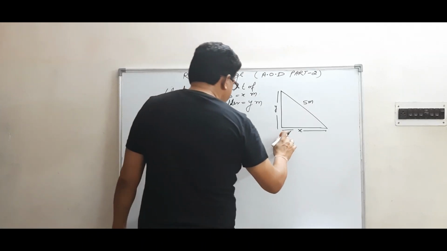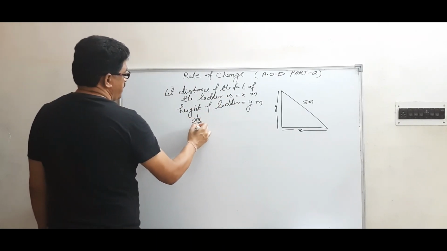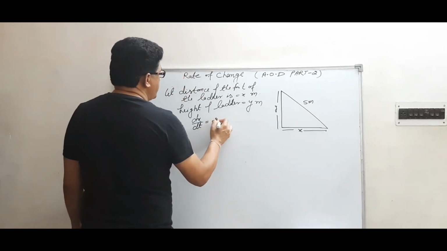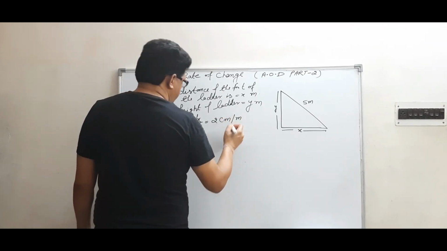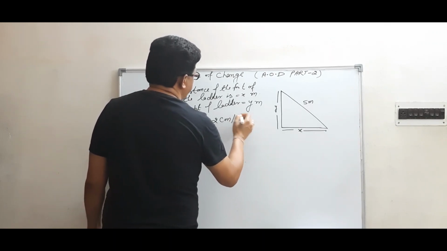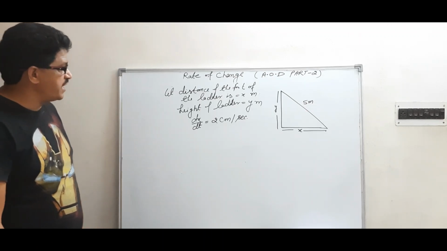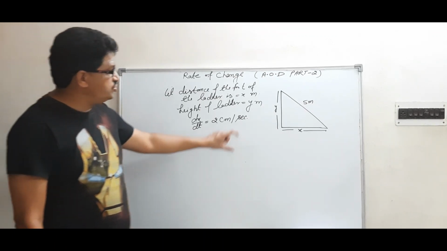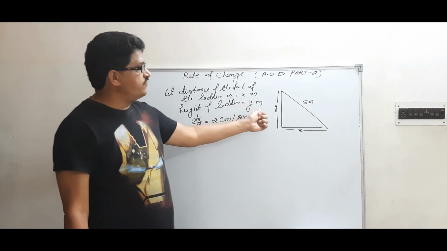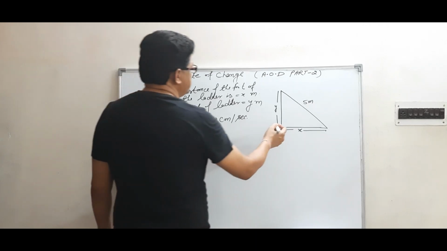And it is given that dx upon dt is 2 centimeter per second. Dx upon dt is given 2 centimeter per second. We have to find change in y, dy by dt. To get change in y, we have to relate x and y by using Pythagoras.